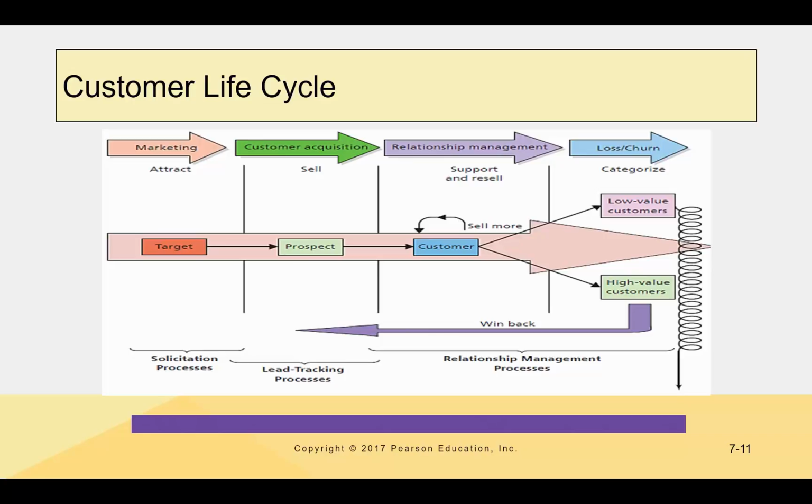High value customers, on the other hand, you want to win them back, you want to keep them coming back, and then you develop a rapport and do everything with those customers.